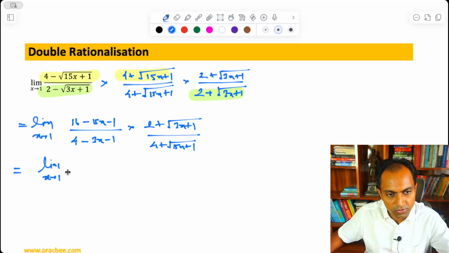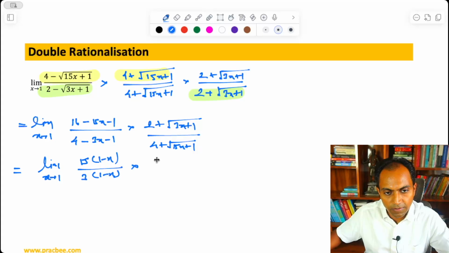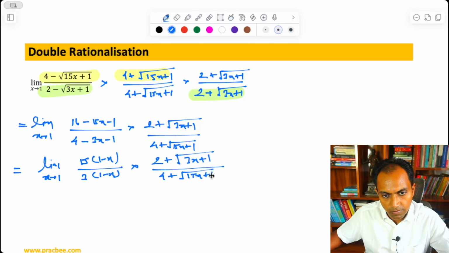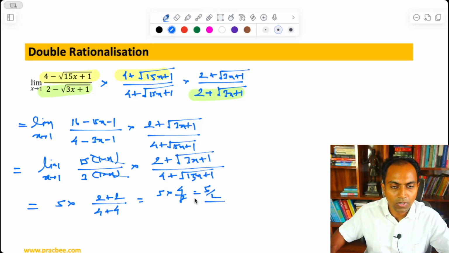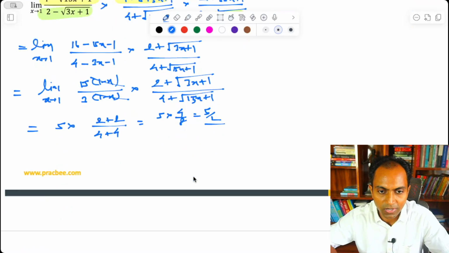It becomes limit x tends to 1, 15 times (1 minus x) over 3 times (1 minus x), multiplied by 2 plus root of 3x plus 1, divided by 4 plus root of 15x plus 1. The term that generates indeterminacy is gone, so we can put the limit. This becomes 5. This becomes 2. After substitution, this again becomes 2. 4 plus 4. The answer becomes nothing but 5 into 4 by 8, or nothing but 5 by 2. Again you can see that by doing double rationalization we were able to get an answer.